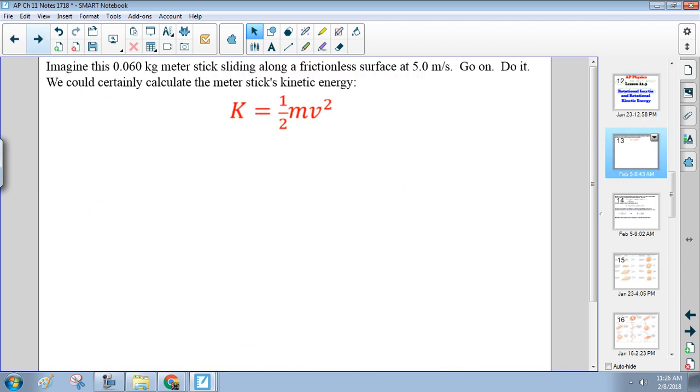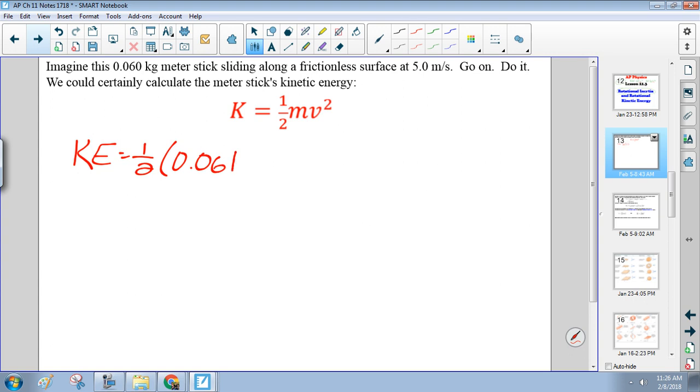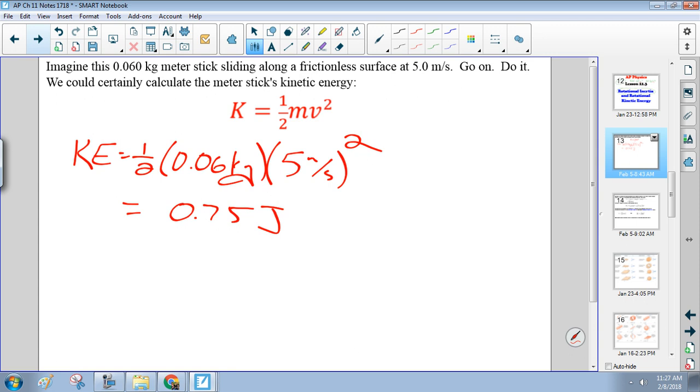Imagine a 0.06 kilogram meter stick sliding along a frictionless surface at 5 meters a second. We could certainly calculate the kinetic energy. Kinetic energy is half of the mass of the meter stick times its velocity, 5 meters a second. Don't forget to square it. So you get 0.3 times 25, which gives you 0.75 joules.